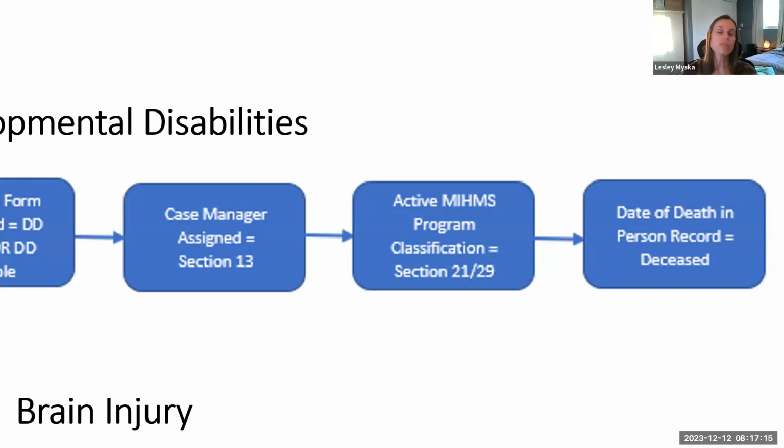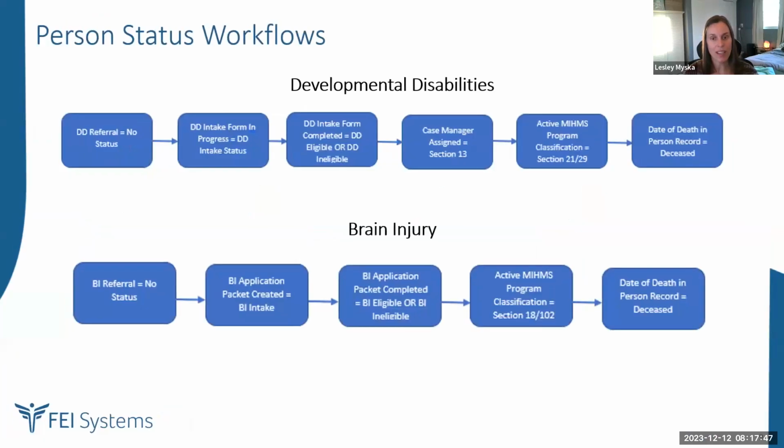timely, then the person's status will work its way backwards. So if the classification ends without being re-upped timely, the status will go back to Section 13 because the case manager is still assigned. Once the person passes away, or if they voluntarily terminate services, that's when the person's status would then change again. If the person passes away, the date of death will be added to the person record and the status will then show as deceased.